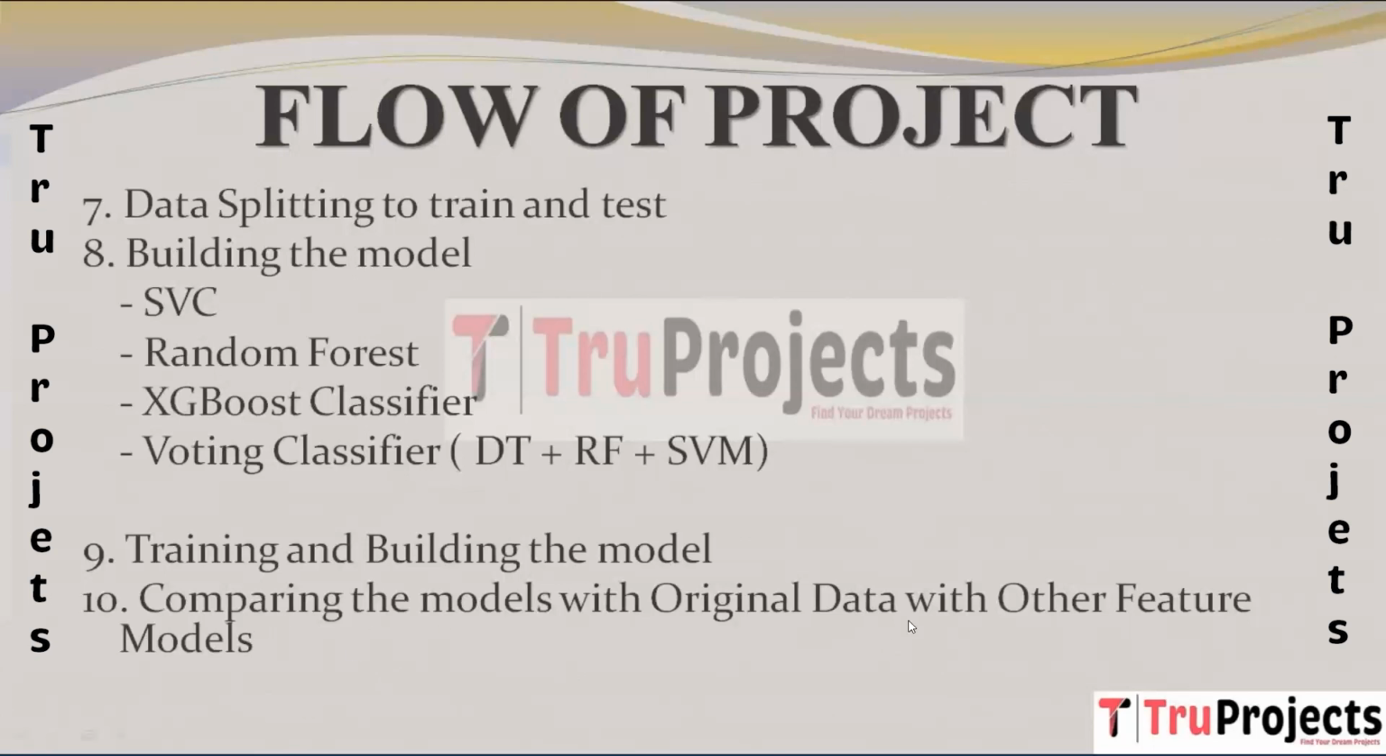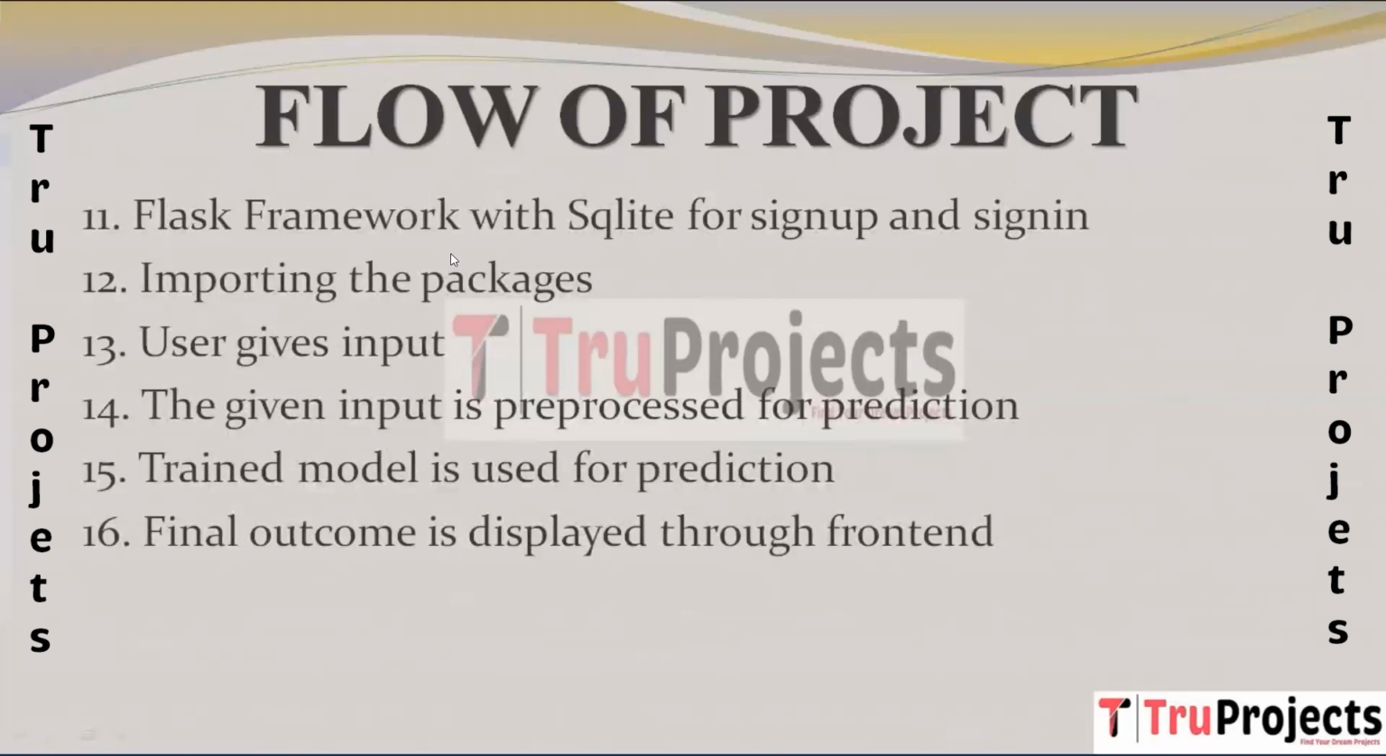Next, here we have comparing the models with the original data and with other feature models. This involves evaluating the performance of the models, comparing how well they perform with the original data and with different feature selection methods. Next, here we have the Flask framework with SQLite for sign up and sign in. This indicates the integration of a web application framework, that is Flask, with the database system, that is SQLite, for user management, especially for user registration and authentication, that is sign in.